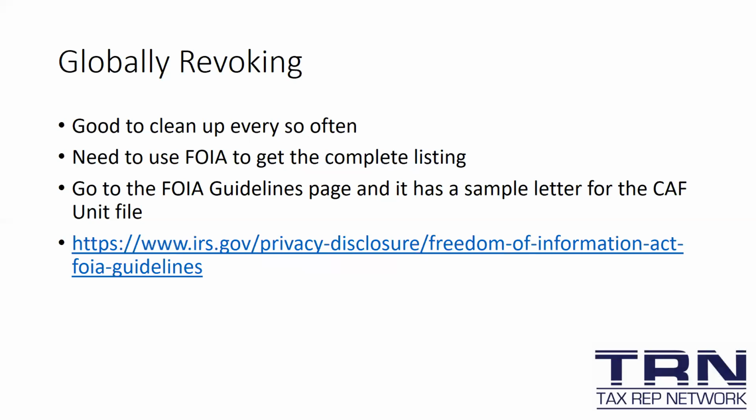So all right, that's easy, right? The one-off, we're done with the case, fax it in, easy peasy. What about globally? When I say globally, I mean I want everything from the CAF unit. I want to go back and clean up years of this stuff, right? It's easy. Takes a little more time, but it's easy. You're going to use the Freedom of Information Act request to get this. You go to the FOIA guidelines page, and there's an actual sample letter for the CAF unit file. It's right there. So you literally copy paste that, tweak it for your own information, follow the instructions and do it.